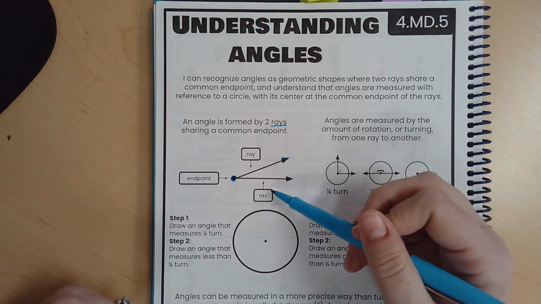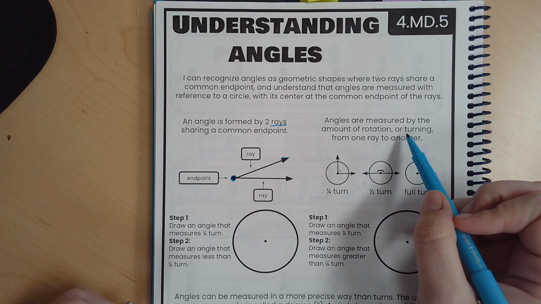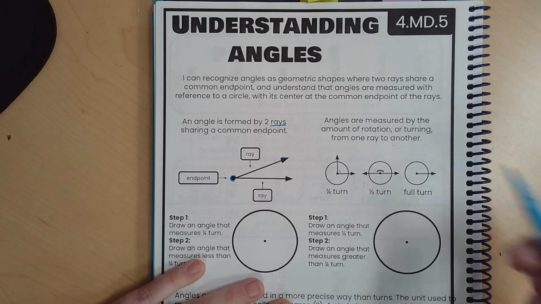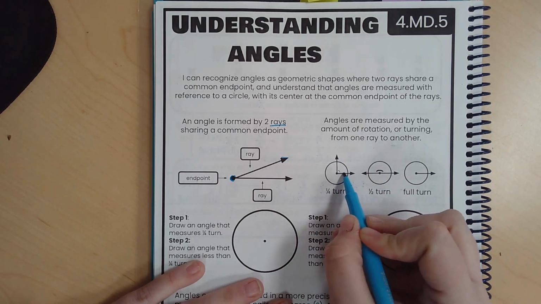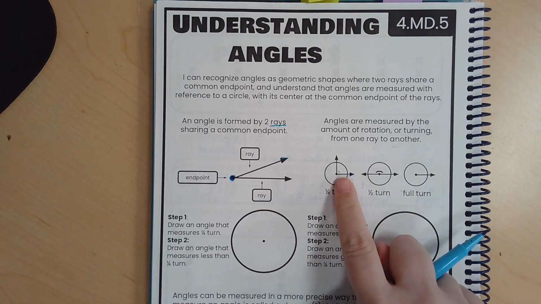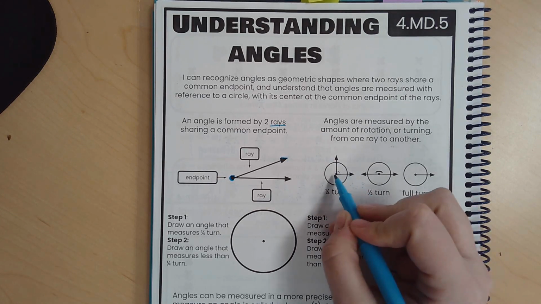And angles can be different sizes. The way we measure them, they are measured by the amount of rotation or turning from one ray to another. So for example, here's the base ray at the bottom. That's my term, not the official term. So you can see this is where we're starting. And if it's flat, right here, you look at the straight one.